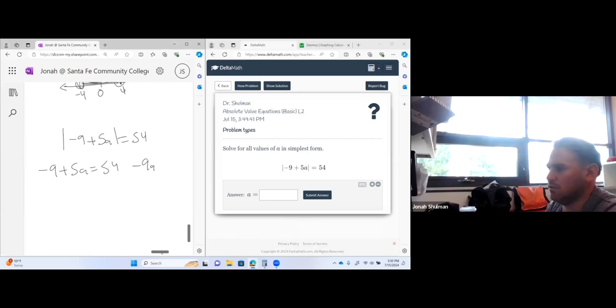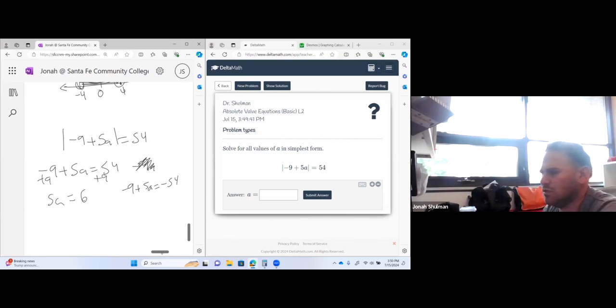Negative 9. Oh, I even wrote it wrong. So the other equation is negative 9 plus 5a equals negative 54. So we're going to add 9, add 9. So 5a is going to be, what's that, 63? Divide by 5, divide by 5. So that's your first answer, 63/5.